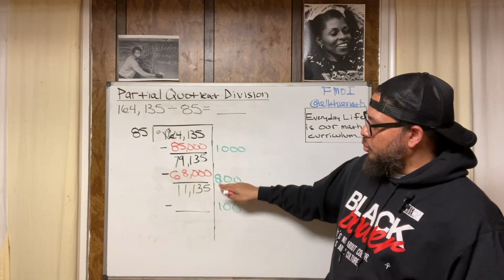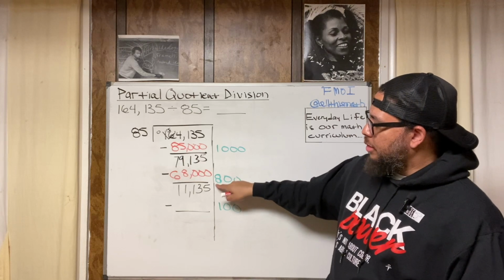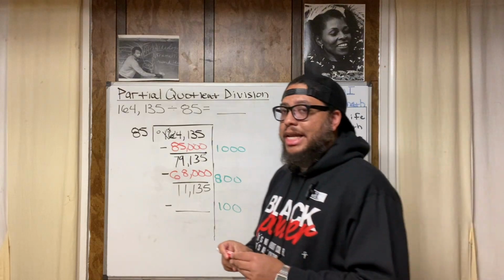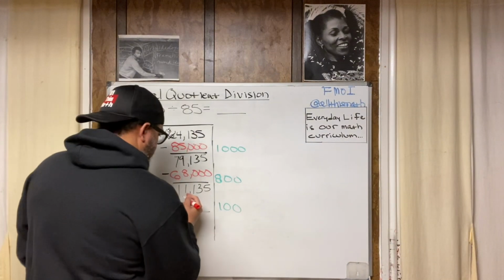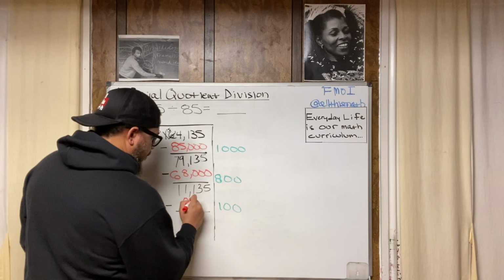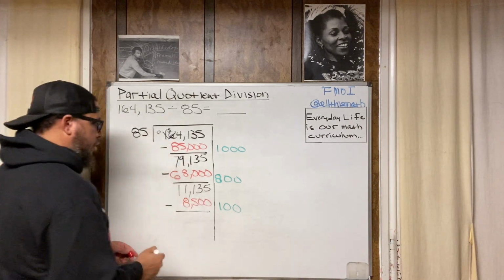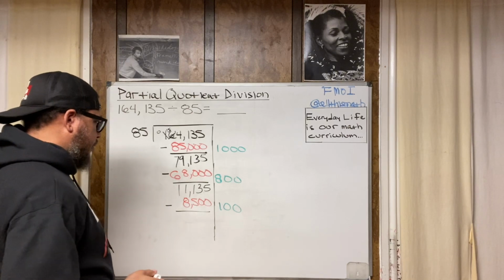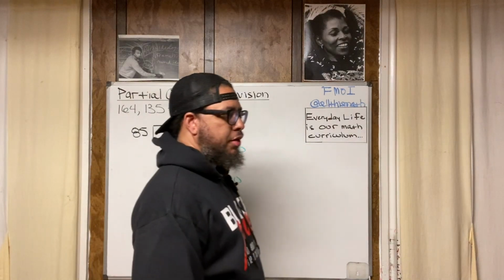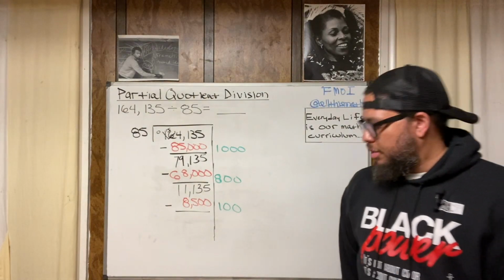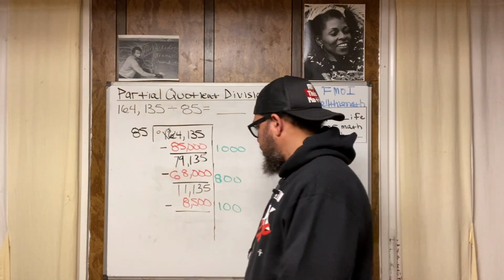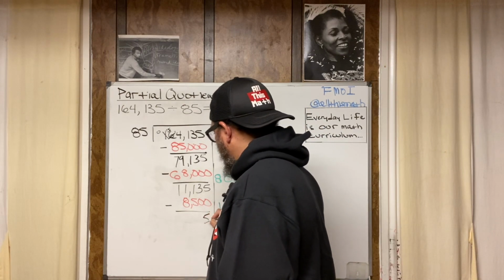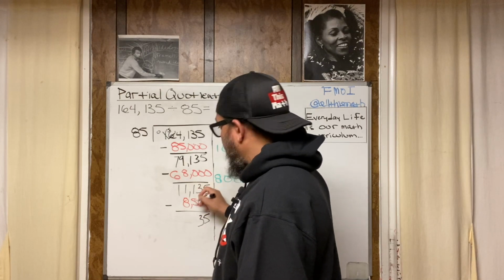Right? This is a little different because we ain't multiplied by a power of 10. This is 800. This is 100 times 8. So it's slightly different, not all the way different. But anyway, we got 8,500. So we're subtracting. We got 11,135 minus 8,500, right? So now we got 5 take away 0, which is 5. We got 3 take away 0. We got 1 take away 5.